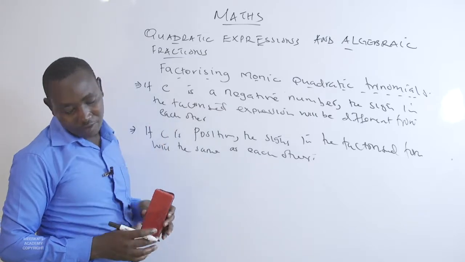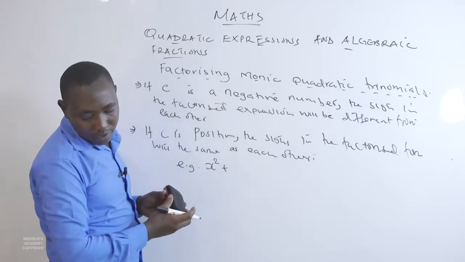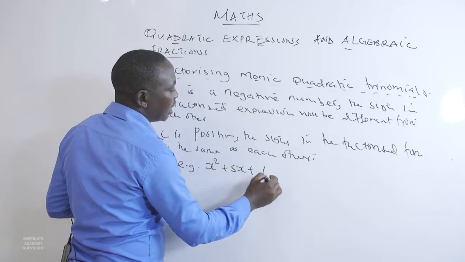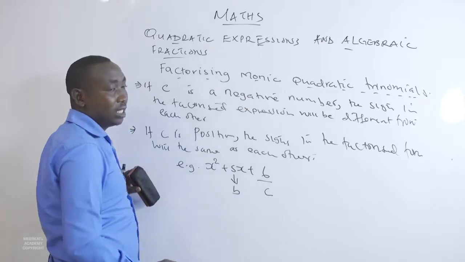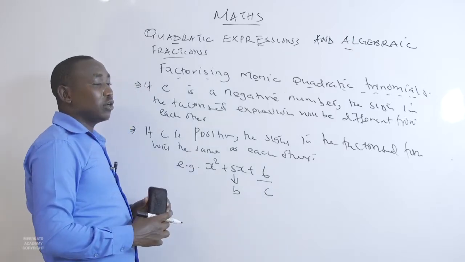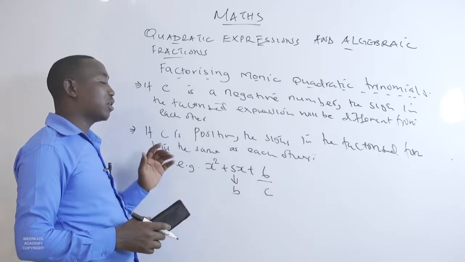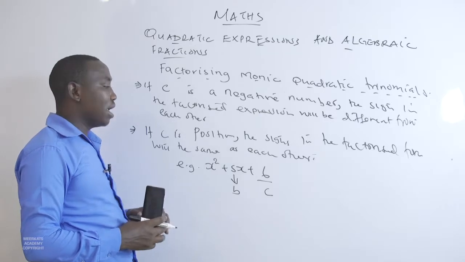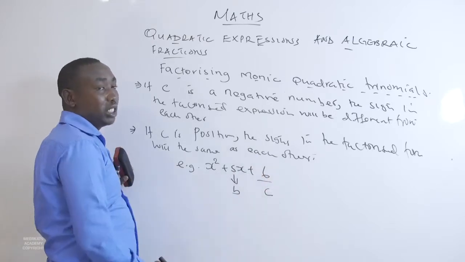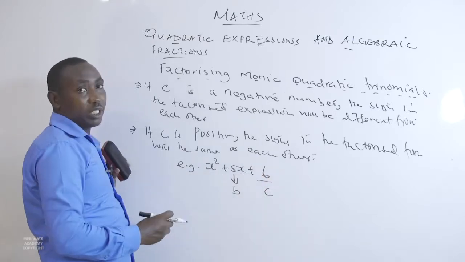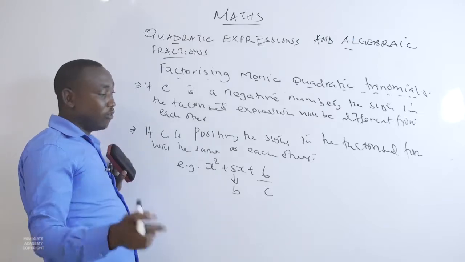Example given, if you have x squared plus 5x plus 6, this is your b, it is a positive number. This is your c, it's a positive number. So this tells us that whatever we're going to have inside the brackets is all going to be positive in the factorized form. Now in this particular case, the two numbers which when multiplied will give you positive 6 and when added will give you positive 5 are positive 6 and positive 1.